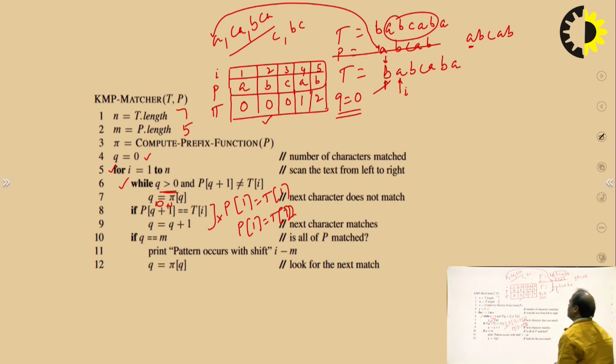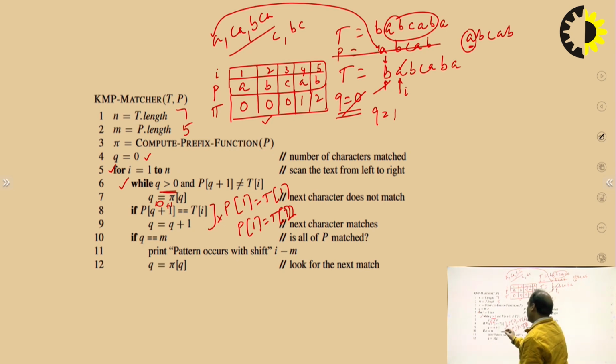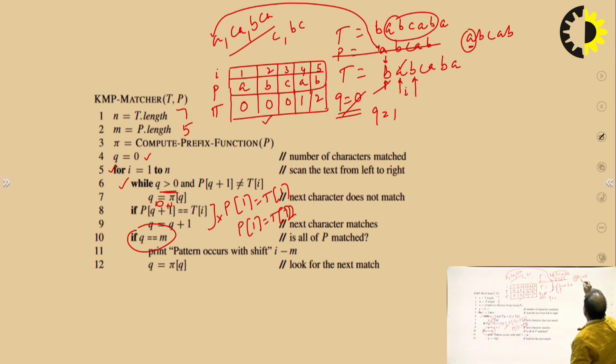So P1 is A and i is 2. This is correct, so Q is incremented to 1. Q is not equal to M, so i will be incremented again. Now i is at B, which matches the next character. Q was 1, so Q plus 1 is P2, which is B, and T3 is B. B equals B.